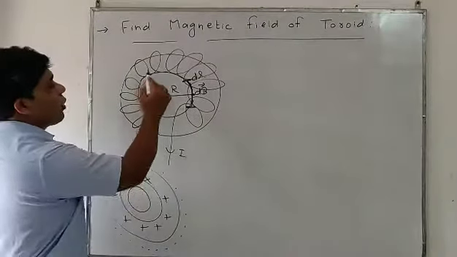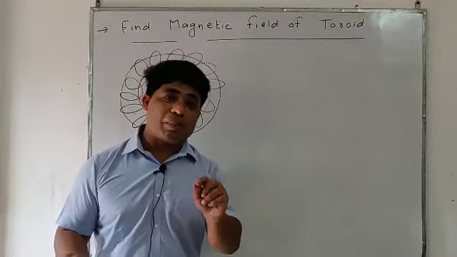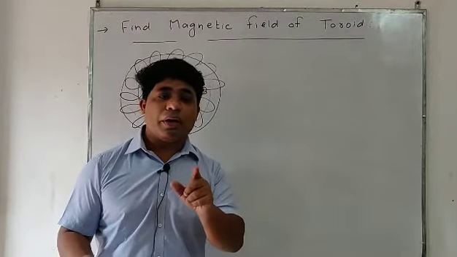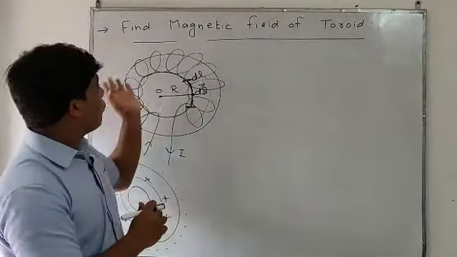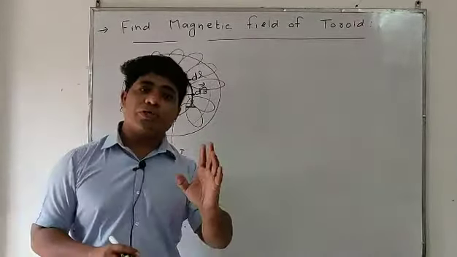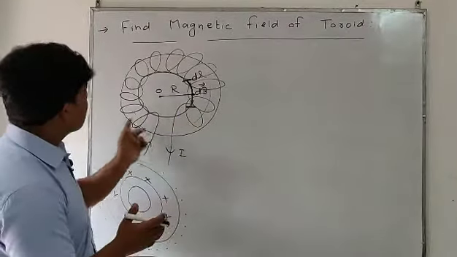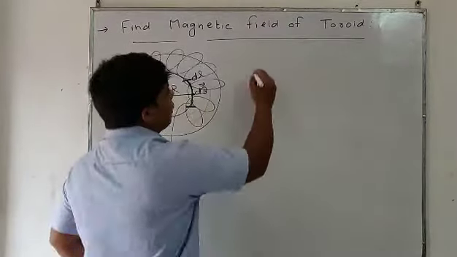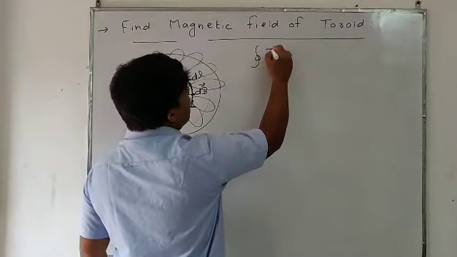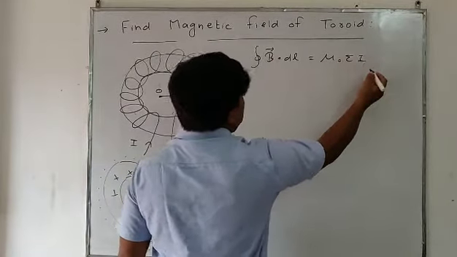Look at it, current is flowing. Actually a toroid itself is a closed surface. In the first application, second application, in a straight wire and in a solenoid, we assume a closed surface, the Ampere surface. But here we don't require to assume a circular closed loop because the toroid itself is a closed surface. So when the current flows in a closed surface, it produces a magnetic field. Ampere's circuital law is applicable, and that is B dot dl equals mu naught sigma I.